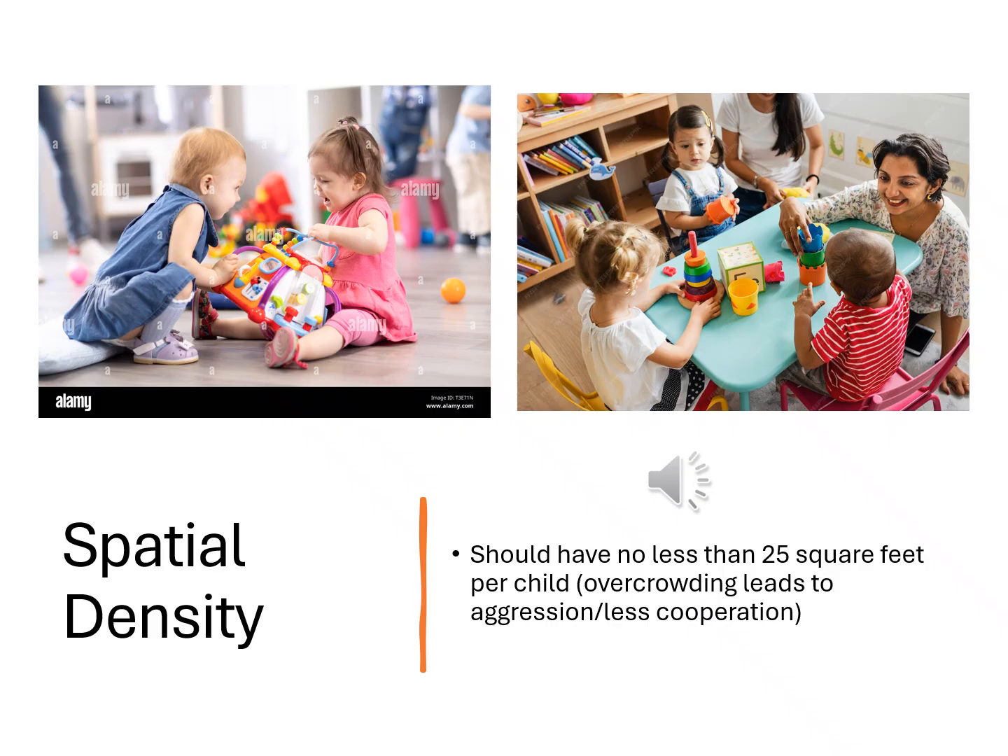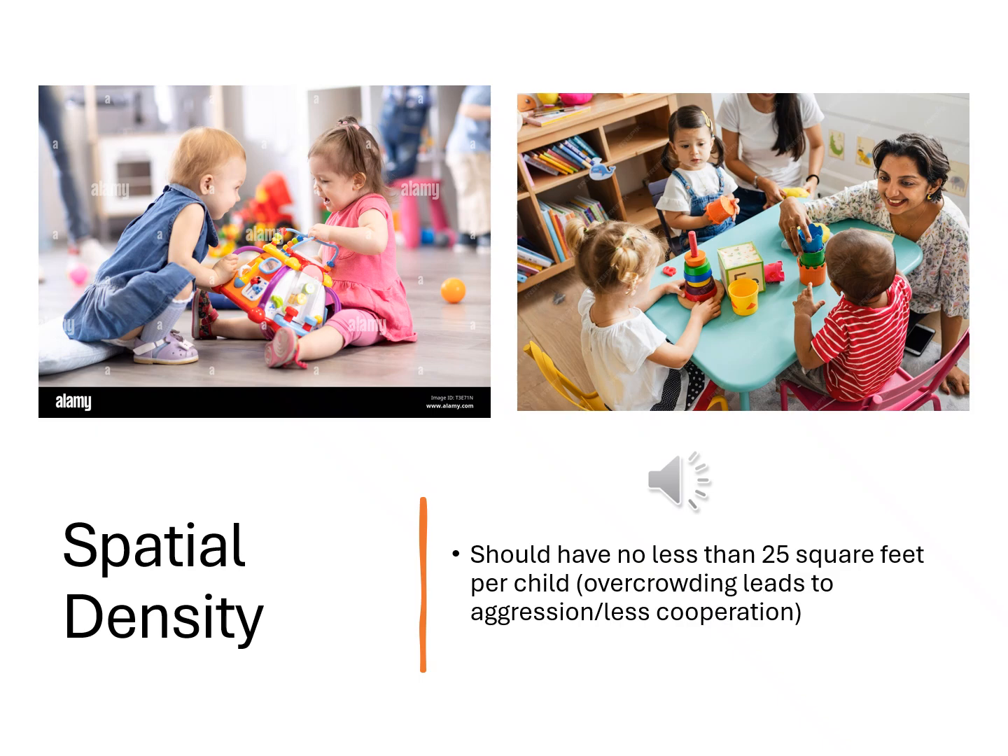And in the state of California, you have to have at least 35 square feet per child. So if you have a classroom of 12 children, you have to have at least 420 square feet so that each child has 35 square feet of their own, and that can't be taken up by napping spaces. That has to be spaces for play and learning and activities.